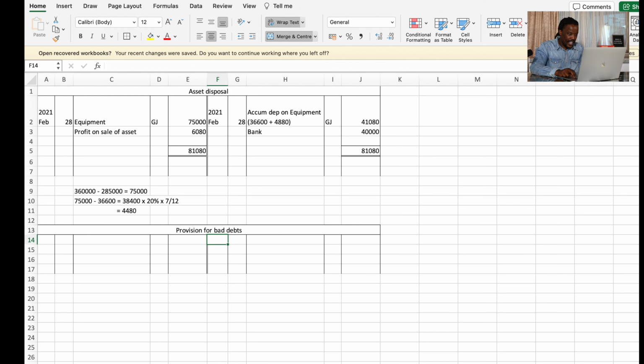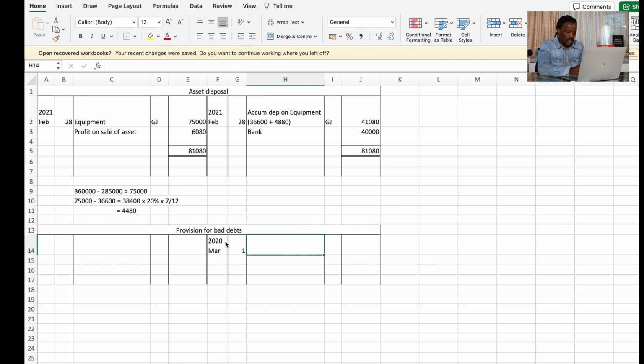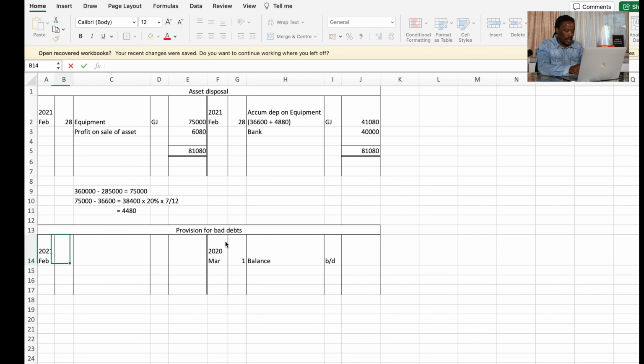We are here to say it always has the credit balance. 2020, March. March the 1st, we have the balance brought down. And then again, 2021, on the last day of the financial year, which was Feb 28, we always have what we call balance carried down. And it's what we're going to be calculating now.